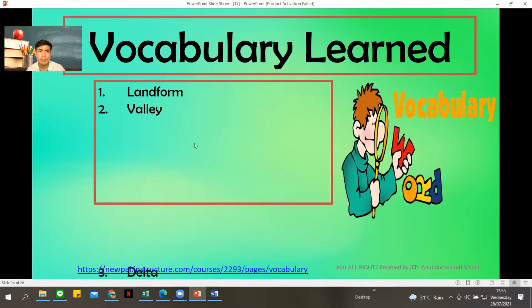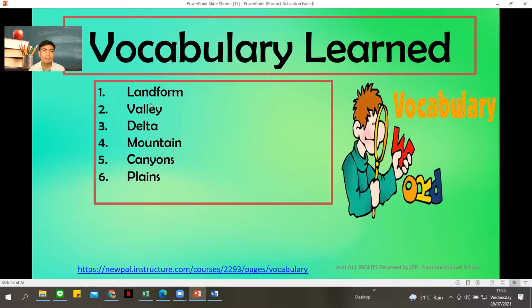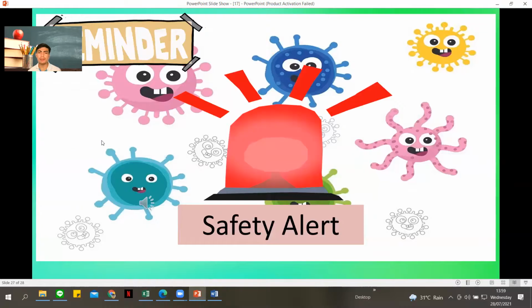Okay, so these are the vocabulary words that we studied for this afternoon: landform, valley, delta, mountain, canyons, and plains. I hope you learned something today. And next week, we're going to have our very nice discussion about the rock cycle. We are on the last part of our topic about the rocks. If you want to watch the videos that we watched earlier, you can click this link here.